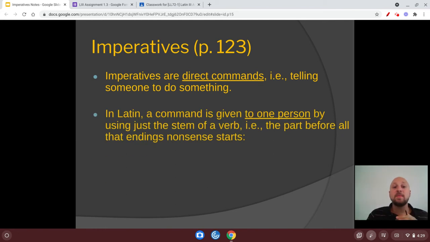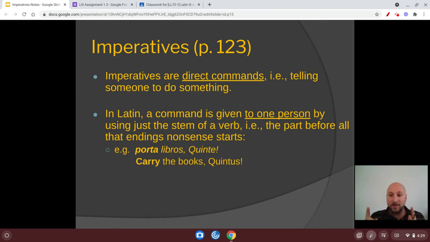So in Latin, a command is given to one person by just using the stem of the verb. That is, before you start adding Bs and Vs and Xs and NTs and MUSes and all of that, just scrape all that off, and that's what you get, the direct command to one person. So when you say porta libros, Quinte, you're telling Quintus, one person, to carry the books. Notice we've seen forms portavit, portaverunt. We've seen portabant, portabamus. All right, we've seen them with endings on it. Scrape all those endings off, and you have a direct command to one person.